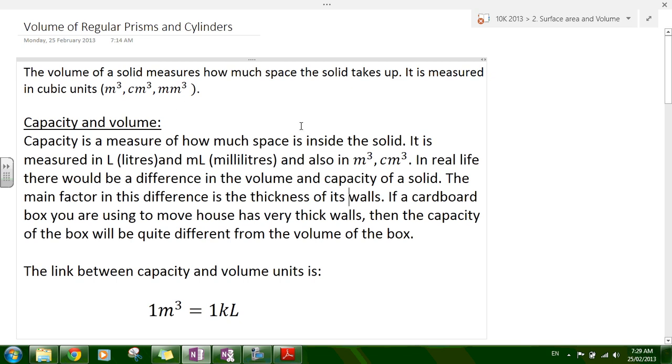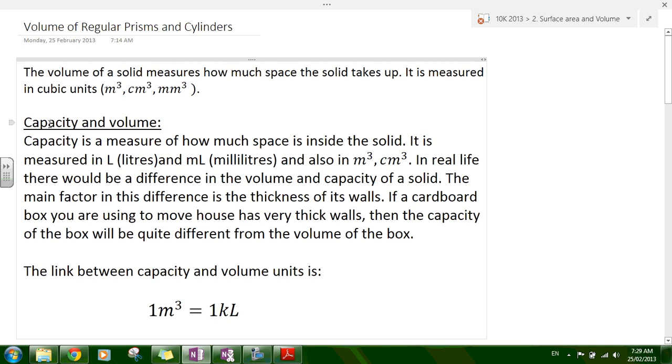So we're looking at volume of regular prisms and cylinders. So we've looked at surface area, which is to do with the area of all the different faces added together. The volume is different, and it's important that we make sure we distinguish between the two. The volume of a solid measures how much space the solid takes up. Okay, and it's measured in cubic units. For example, cubic meters, cubic centimeters, cubic millimeters. That's the way that we measure it. And volume is how much space something takes up.